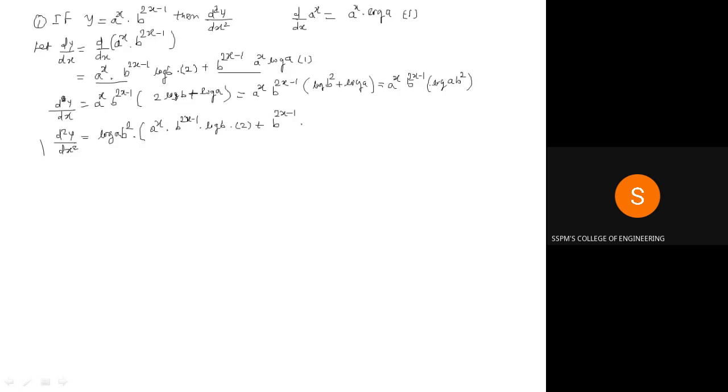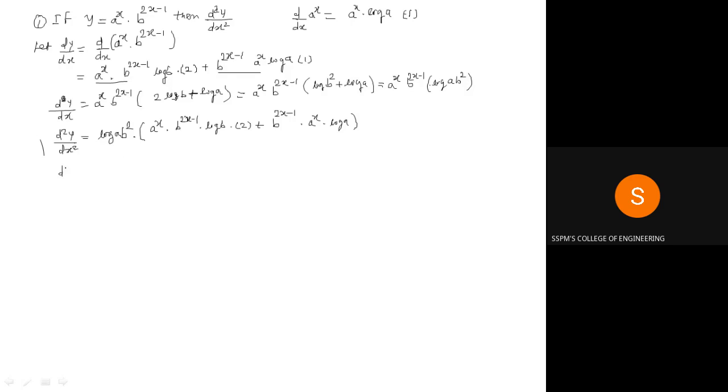And next, to find the derivative of the first term with respect to x, that is a raised to x. And so what derivative is there? So a raised to x into log of a is there. So between these two, which is common? A raised to x and b raised to 2x minus 1 are common to both.